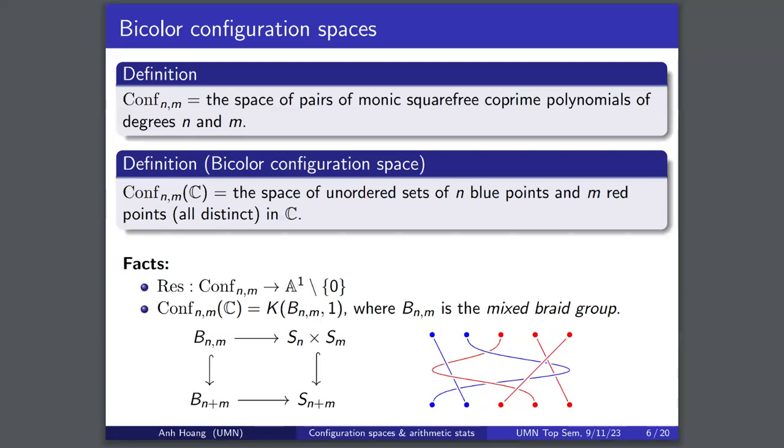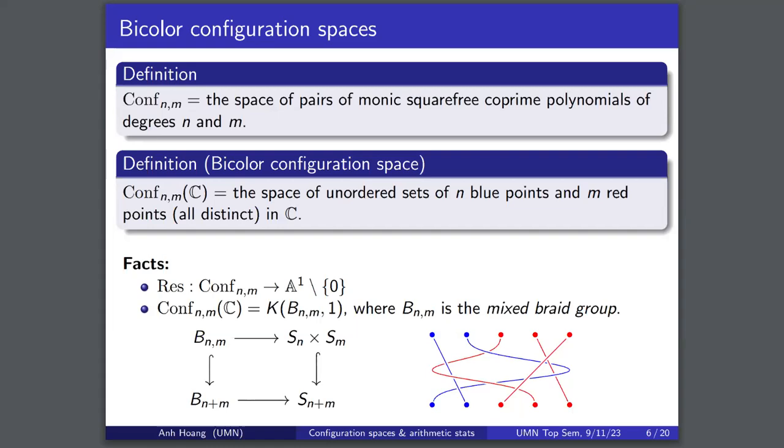Well, because they are all separate, because the polynomials are co-prime, the resultant lies inside the resultant locus. That means it restricts to a map that avoids zero. And in particular, Conf_{n,m}(C) is in fact a K(π,1) for something called a mixed braid group, which can be defined two ways.